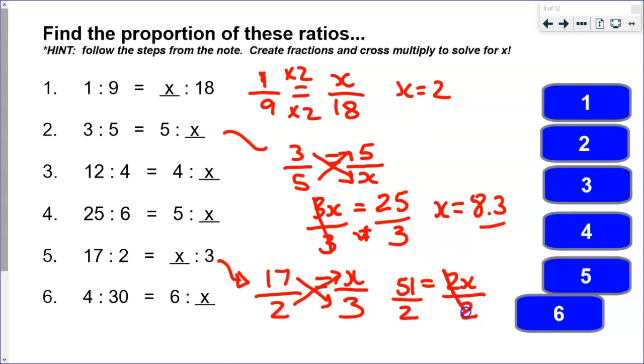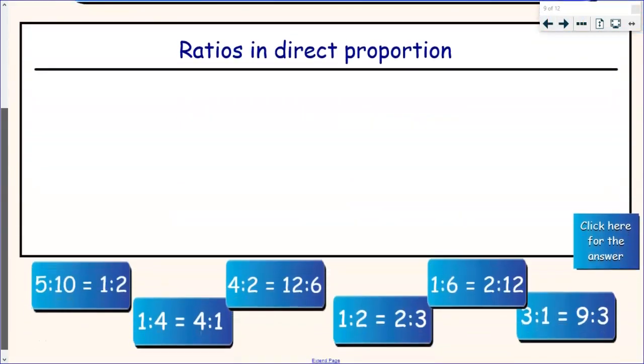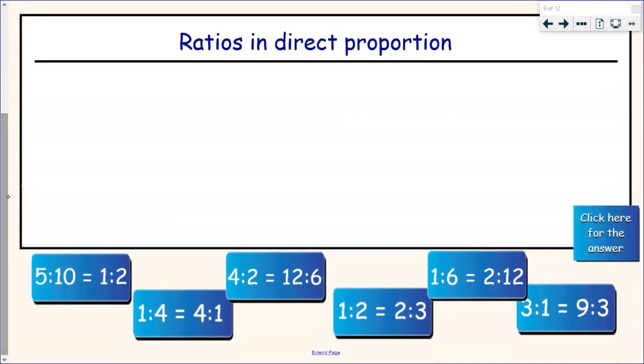2 divided by 2 is 1, so these actually cancel out, because we don't actually write 1x, because 1x is x. So we have x equals 51 divided by 2, which is 25.5. Okay, so that's what this variable right here would be. Okay, and then it says in direct proportion. So ratios in direct proportion means that they're equivalent. All right. So what ones here are in direct proportion?